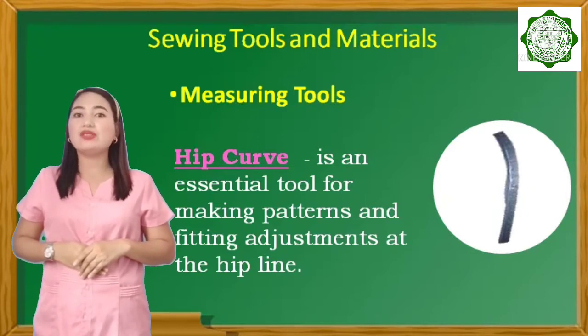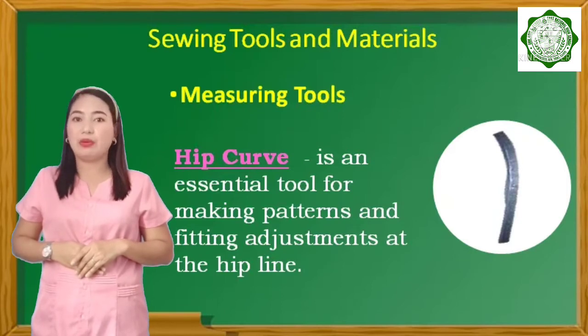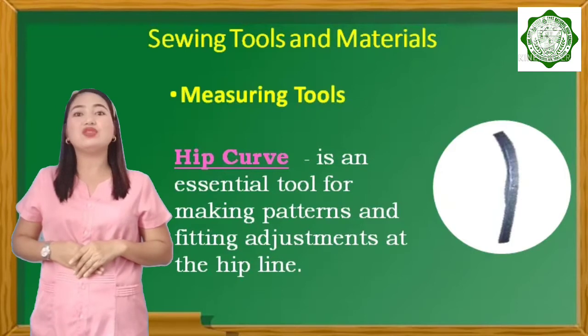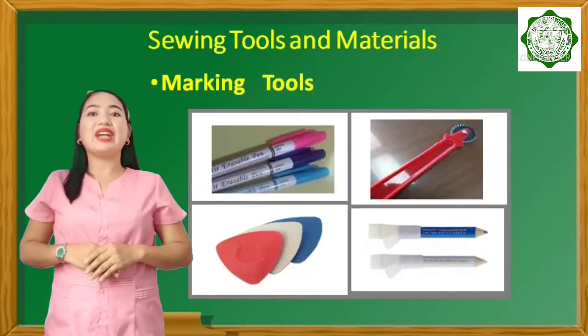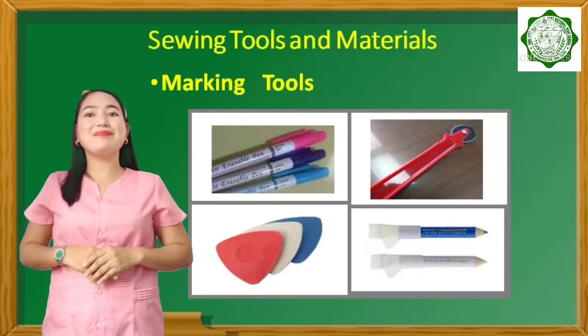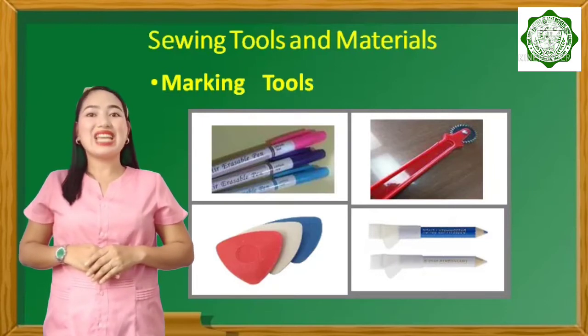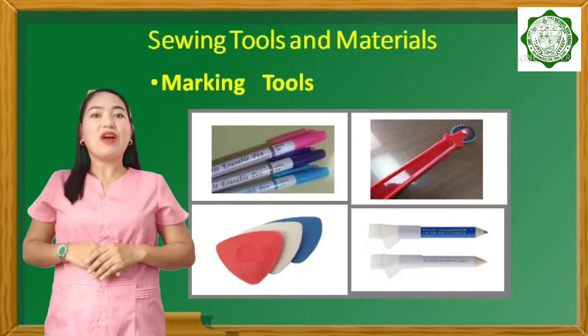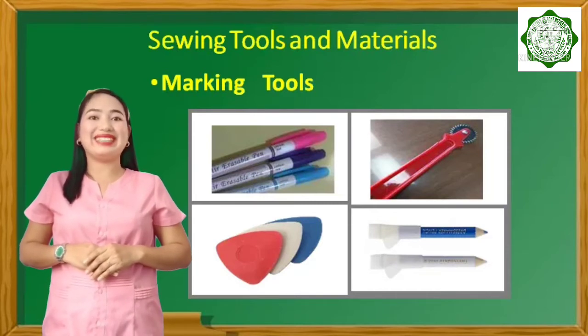The tool is also great for adjusting at the hemline, for lapel, and at the elbow. Anywhere a slight curve is needed, this is a good ruler to use. Marking tools are used to transfer the pattern symbols onto the fabric to accurately make the garment. It is essential to transfer these symbols for correct fitting and sewing.